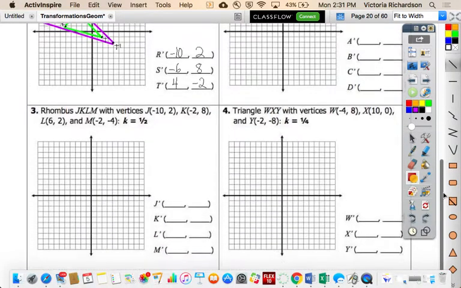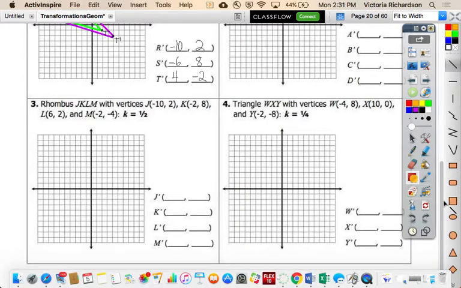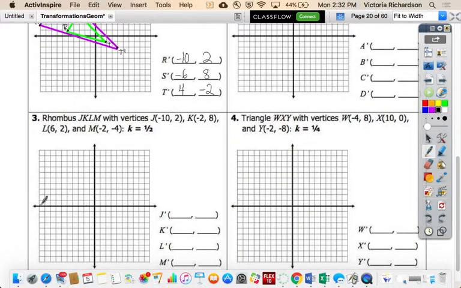So now we're going to look at number 3. We have a rhombus. So we start with our ordered pairs, which are negative 10, which is all the way to the left, and then up 2. That's J. Negative 2, positive 8 is K. L is 6, 2, so 1, 2, 3, 4, 5, 6, up 2. That's L. And M is negative 2, negative 1, 2, 3, and 4.